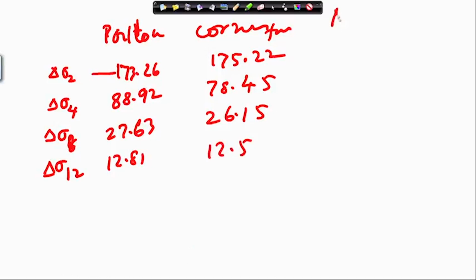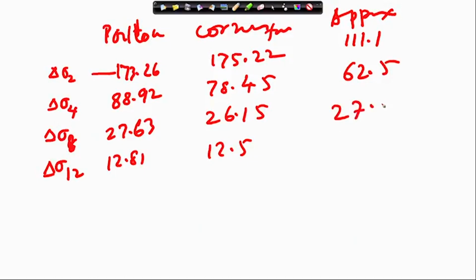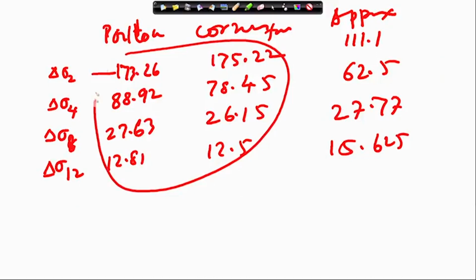And then by the approximate method we got 111.1, and then 62.5, and then 27.77, and then 15.625. So, you can see these are throughout the depth quite comparable.